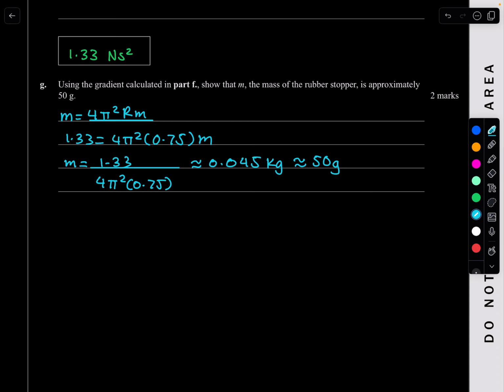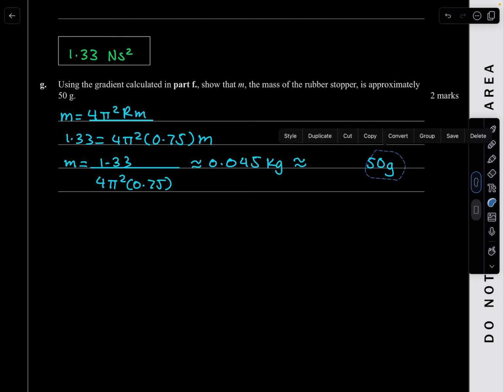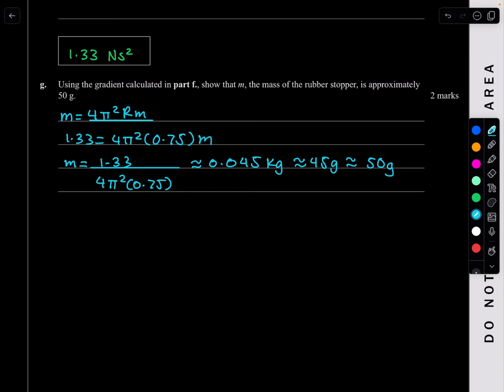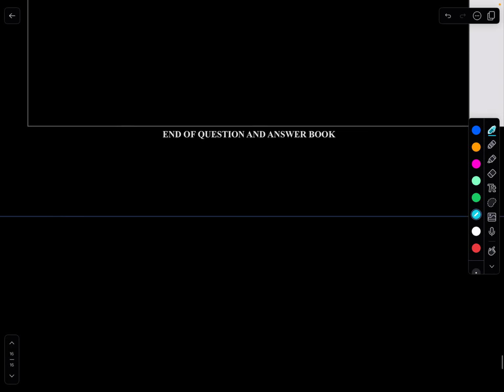Use the gradient and show that the mass of the stopper is approximately 50 grams. So I'll do this first, which is approximately 45 grams. It's approximately 50 grams. And that's it.